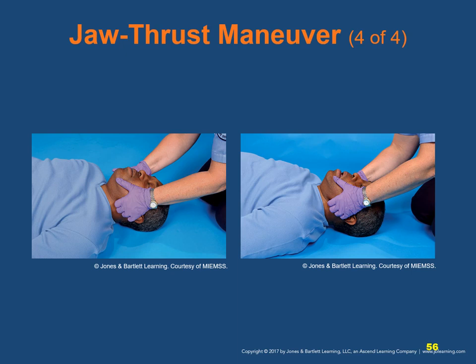The photo on this slide demonstrates how to perform the jaw thrust maneuver. Kneeling above the patient's head, place your fingers behind the angles of the lower jaw. Move the jaw upward. Use your thumbs to help position the lower jaw. This completed maneuver should look like the second photo.